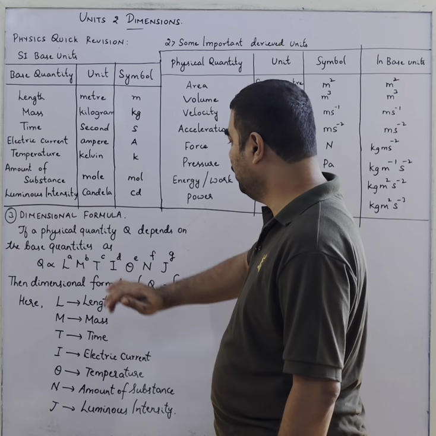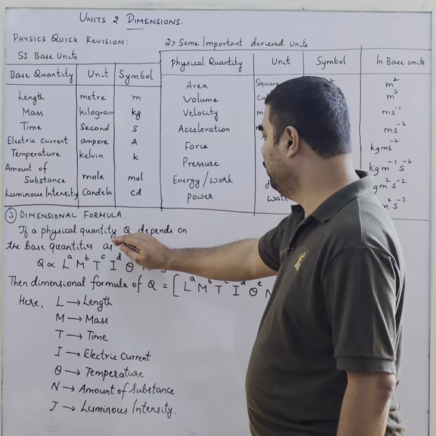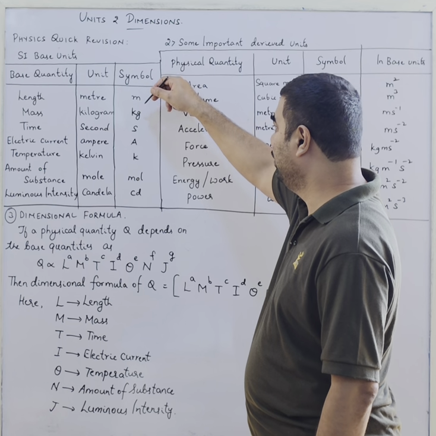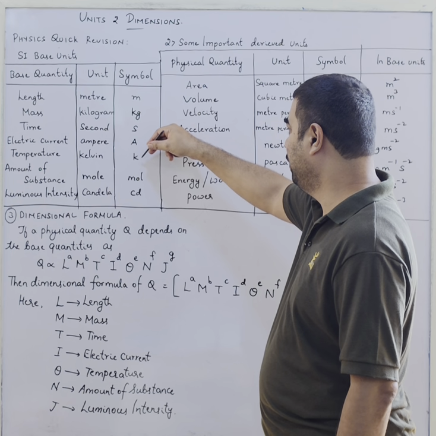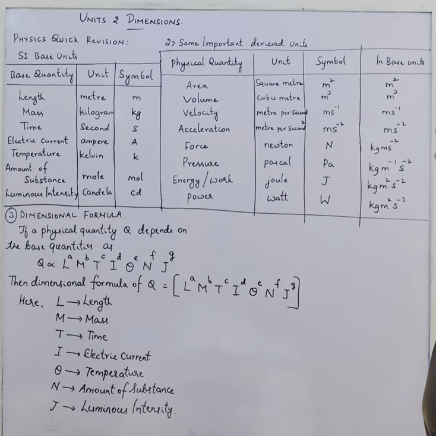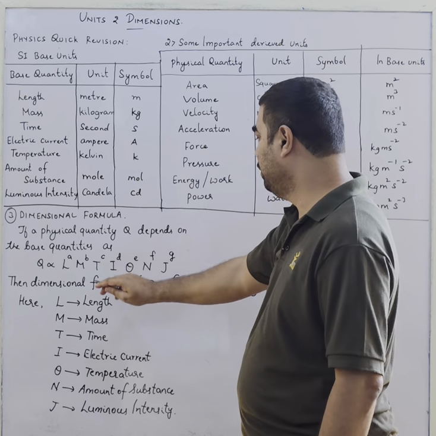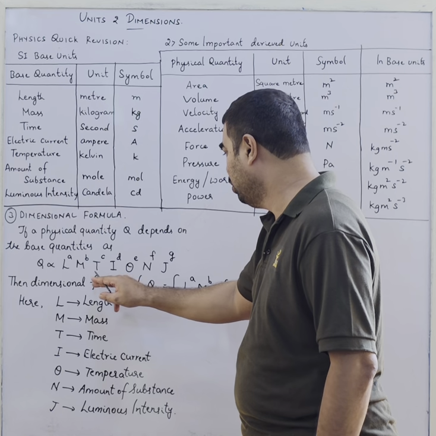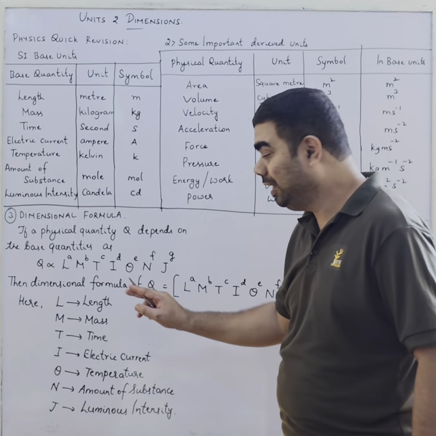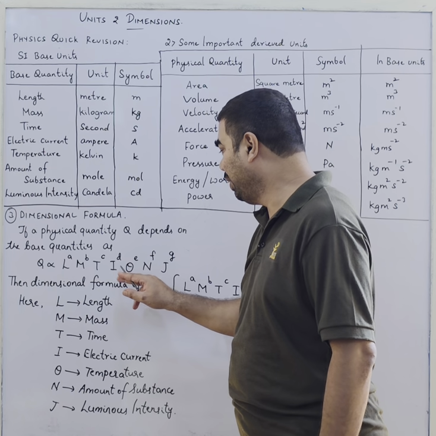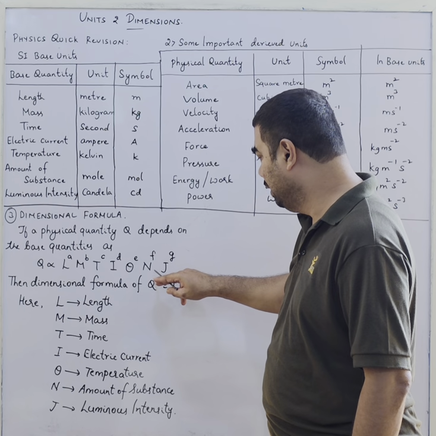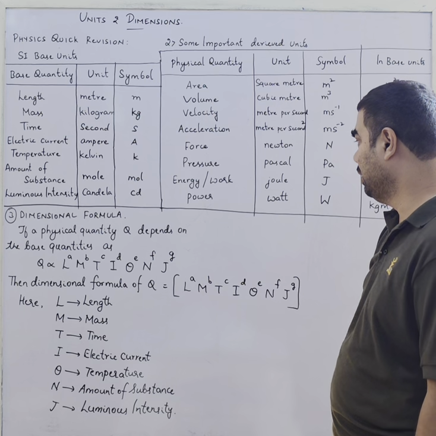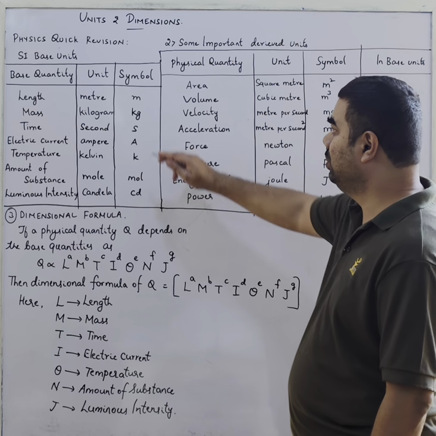Then dimensional formula, very basic. If a physical quantity Q depends on the base quantities, how many base quantities do we have? 7, which are length, mass, time, electric current, temperature, amount of substance and luminous intensity. The same 7 are represented here. L is length, M is mass, T is time. So don't confuse T with temperature. T means time, theta is temperature. I is current, N is amount of substance, that is the mole, and J is the luminous intensity. There is no energy in the base units.